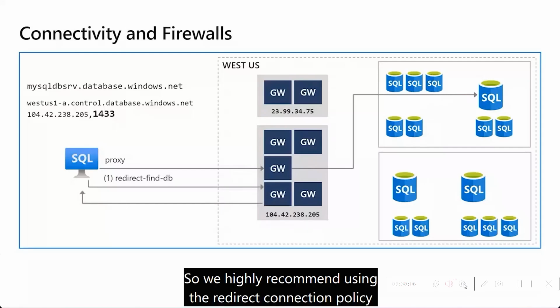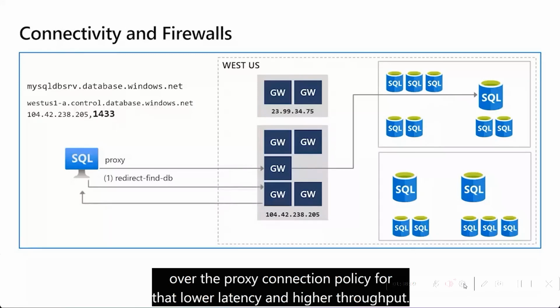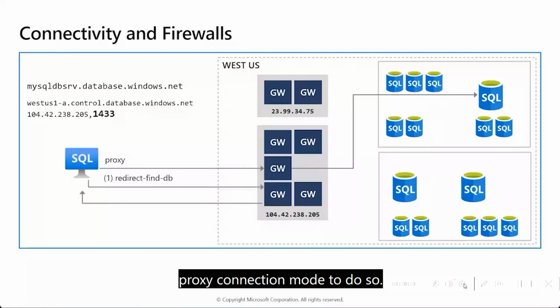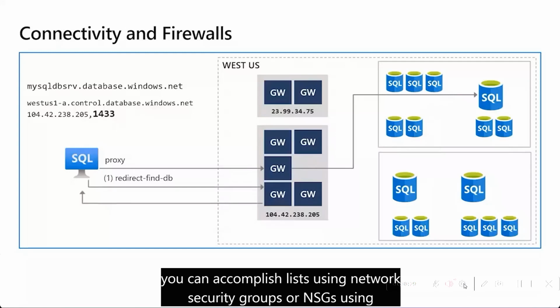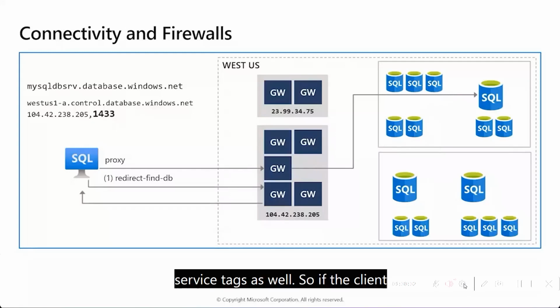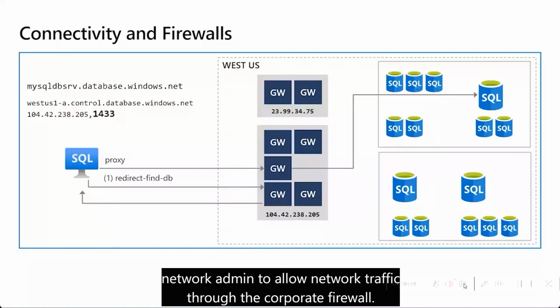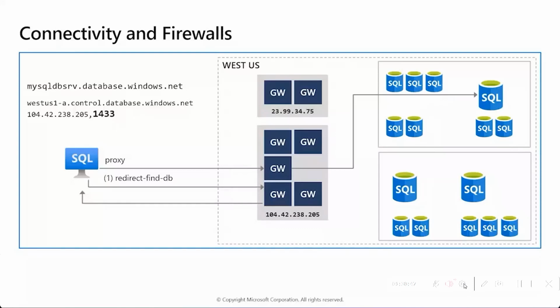So we highly recommend using the redirect connection policy over the proxy connection policy for that lower latency and higher throughput. But if you need to meet additional requirements for allowing network traffic, you can also use the proxy connection mode to do so. If the client is an Azure virtual machine, you can accomplish this using network security groups or NSGs using service tags as well. So if the client is connecting from within an on-premises workstation, then you may need to work with your network admin to allow network traffic through the corporate firewall.